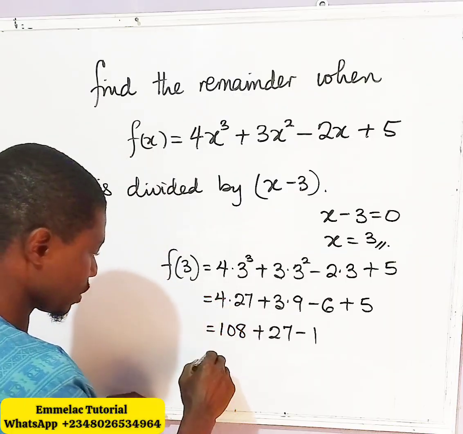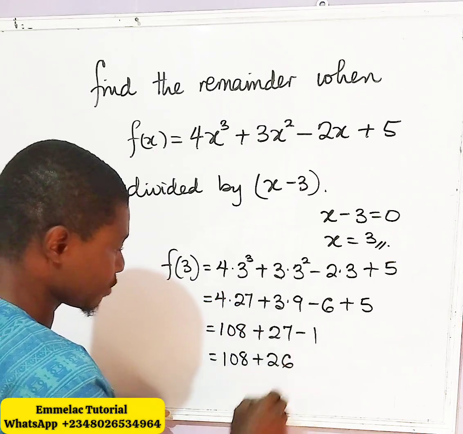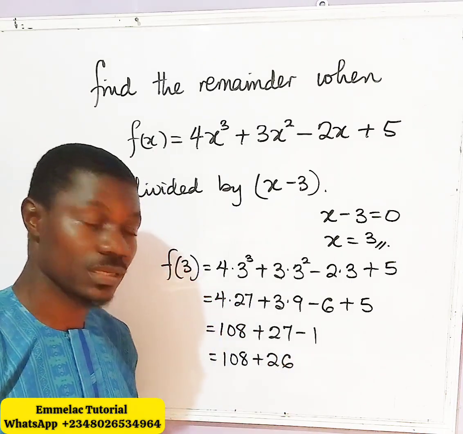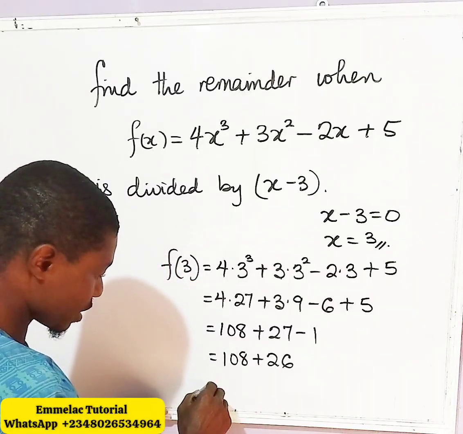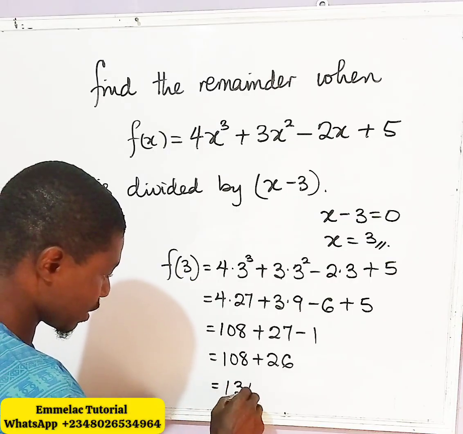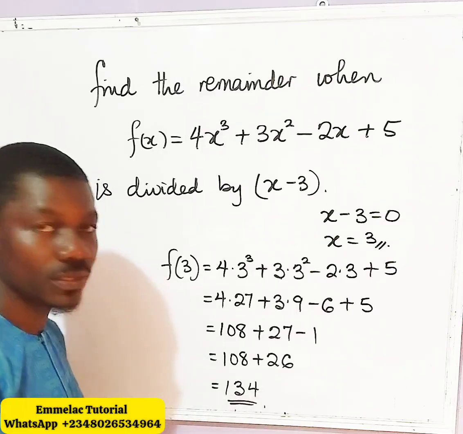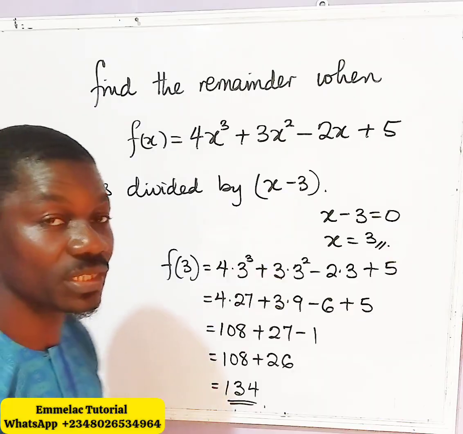Okay, so let us do this again, 108, then plus 27 minus 1. And our final answer here, when we add this together, should be 134. Okay, so when this polynomial is divided by this term, 134 will be the remainder.